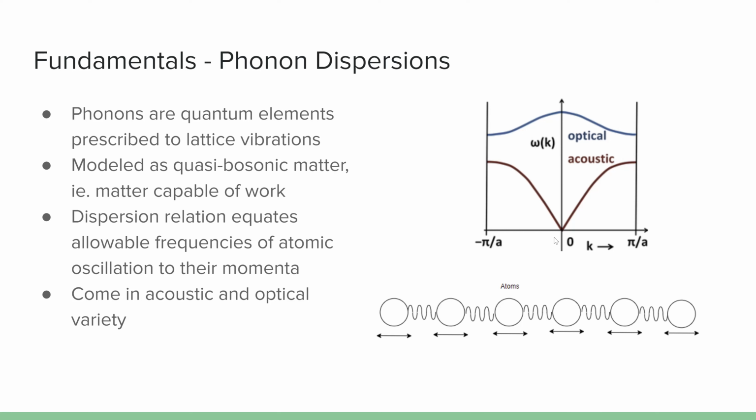These dispersion relations can be solved in many different ways. Of course, if you have something as simple as a 1D chain of lattice, you can do it pretty much analytically, which is kind of interesting.